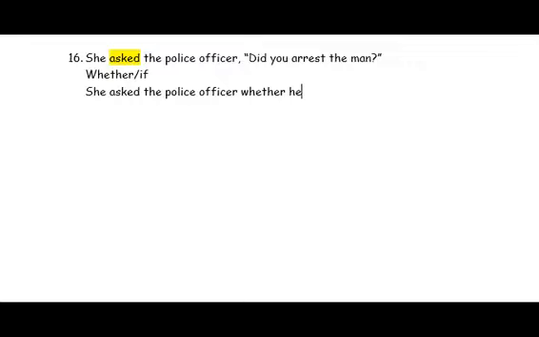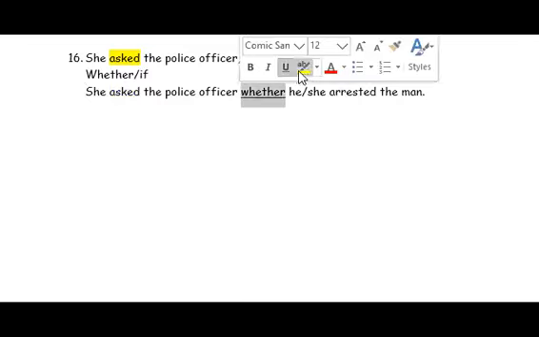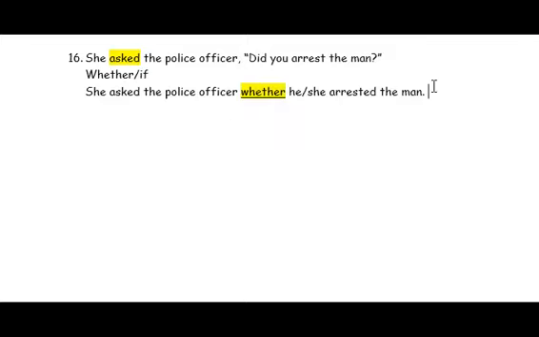whether he or she, because we don't know the gender of the police officer, right, arrested the man or had arrested the man, right? So that's one case when we use the word whether. And when we're using the word whether, we don't need to use the words whether or not. We just say whether, because whether means if it's yes or if it's no. Okay?